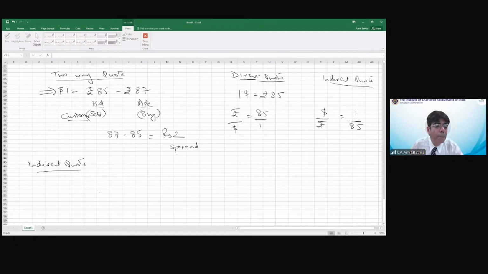Then your bid will be 1 divided by 87 and your ask will be 1 divided by 85. So your ask will become your bid and bid will become your ask, but inverse of the same. The bid will be the inverse of the ask, meaning 1 upon 87, and the ask will be the inverse of the bid price, 1 upon 85. I repeat once again, for a two-way quote, when you are trying to invert it or convert it into an indirect quote, your ask price will become your bid price, but as the inverse of the ask. So my bid over here will be the inverse of the ask, and the ask price over here will be the inverse of my bid price. Okay.